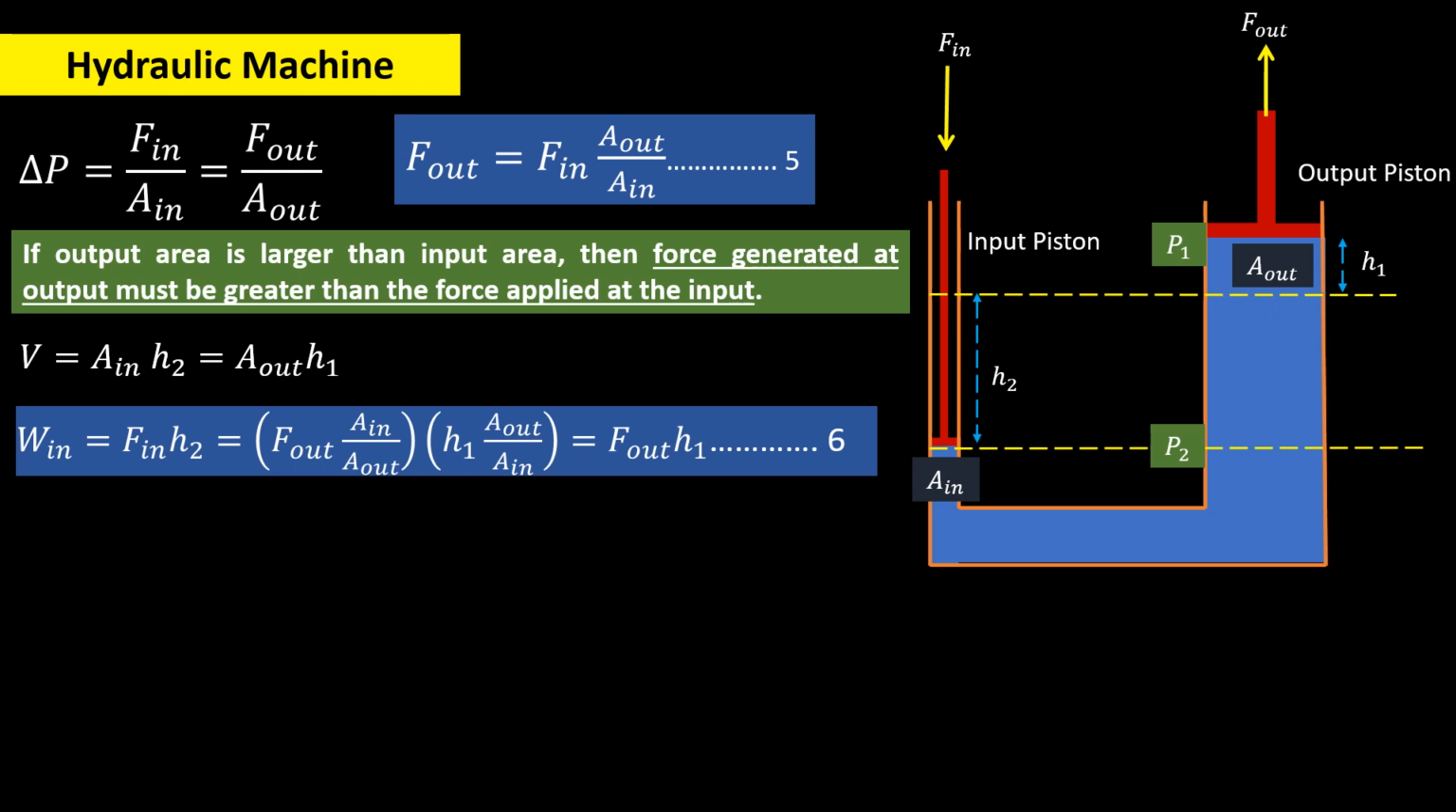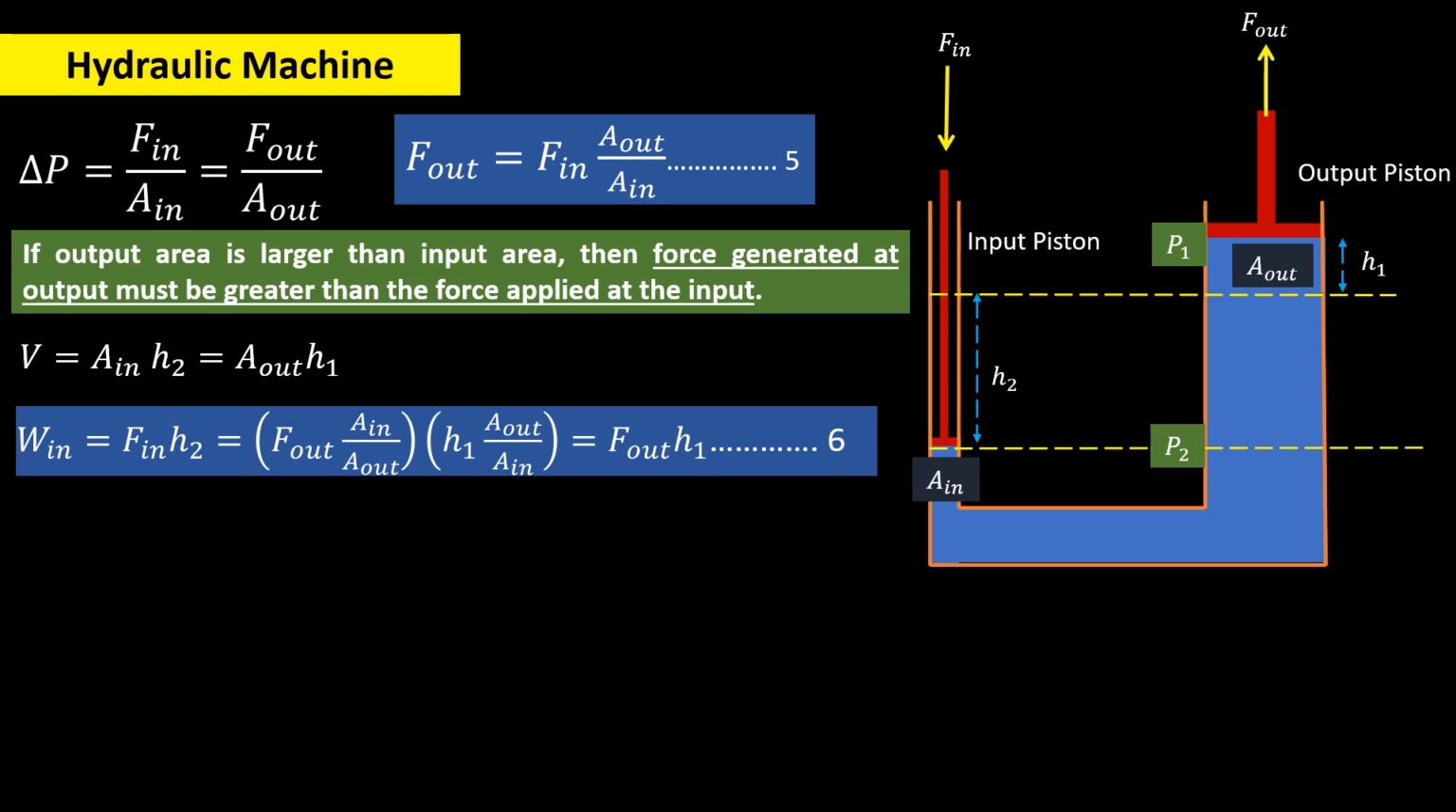We have this equation 6, which is actually an equation for conservation of energy, where we say that work done at the input piston is the same as, we are trying to show that work done at the input piston is the same as work done at the output piston. Work at the input piston should be equal to the force applied at the input multiplied by the distance moved by the liquid at the input, which is H2.